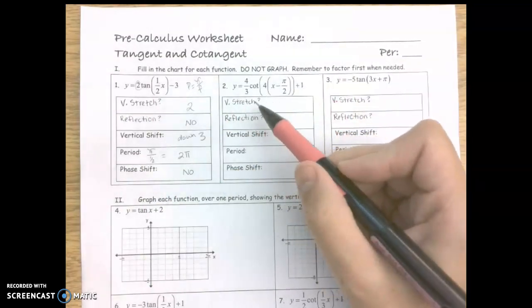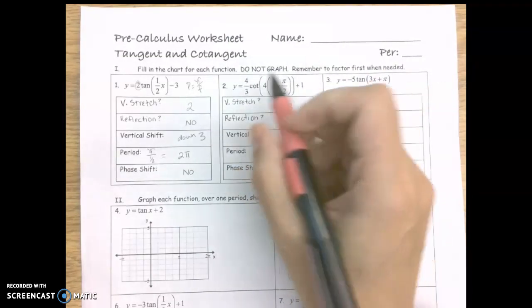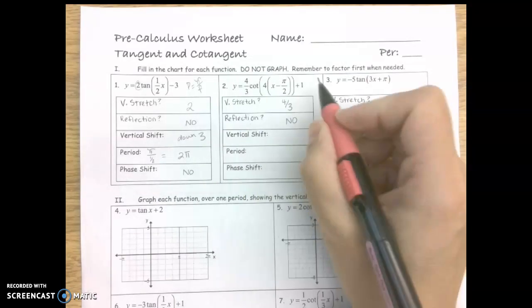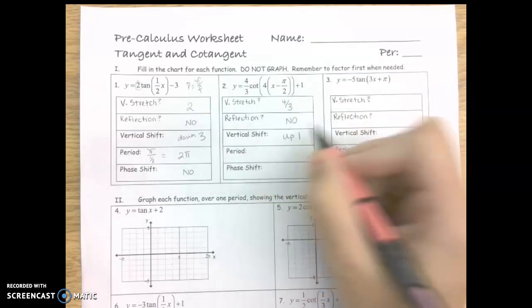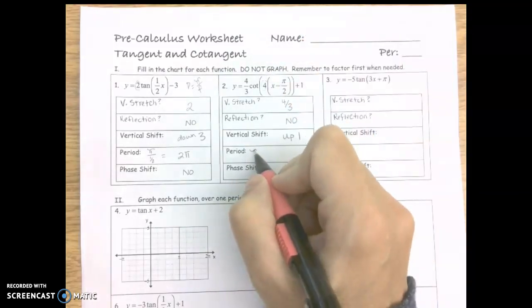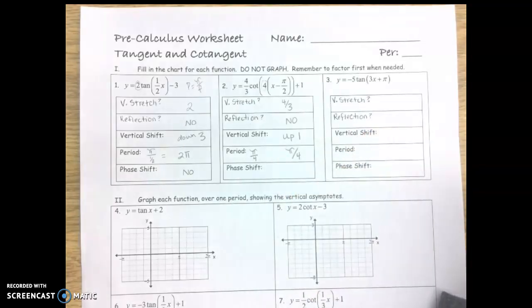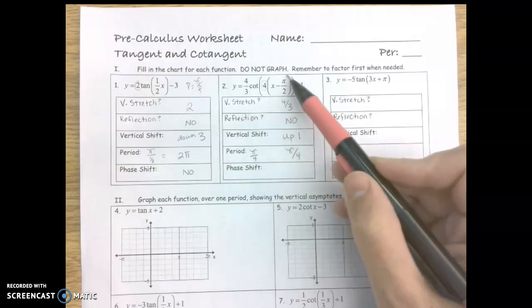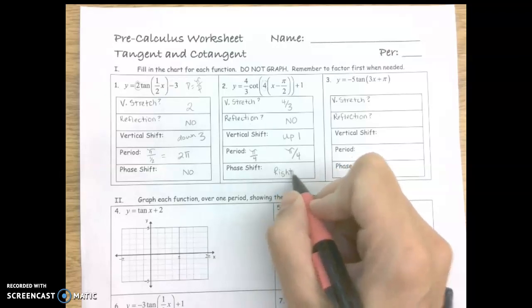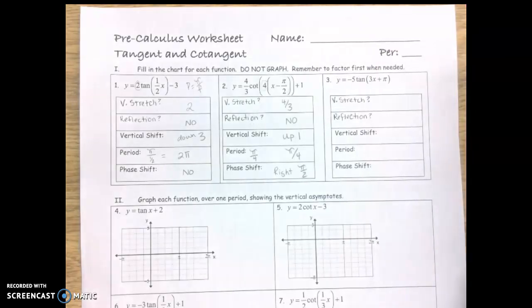Okay, for the next one, the vertical stretch, that's going to be 4/3. Is there a reflection? Is there a negative out front? No. Is there a vertical shift? Yes, we're going to go up 1. And what is the period? Well, the frequency is 4, so we'll take pi and divide it by 4. So the period is pi over 4. And is there a phase shift? Yes, there is a phase shift. It is going to be right pi over 2. Remember, it's the opposite sign of what's in the parentheses.